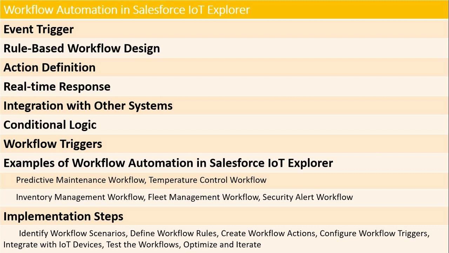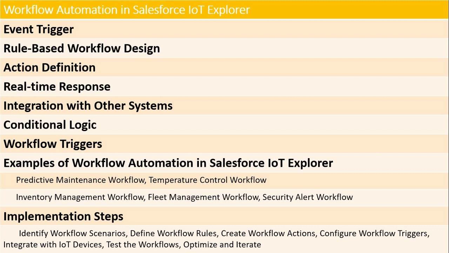Action definition. Overview. Actions represent the tasks or processes to be executed as part of the workflow. Details. Actions can include sending notifications, updating records, invoking external services, triggering additional workflows, or any other automated task that should occur in response to a specific event.